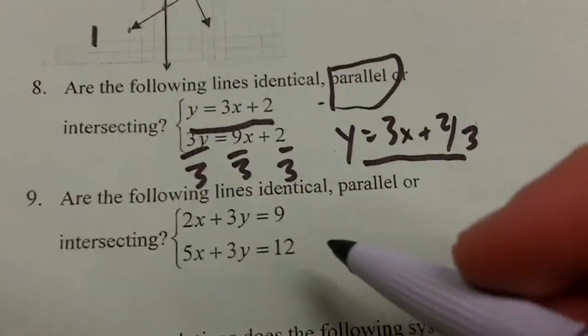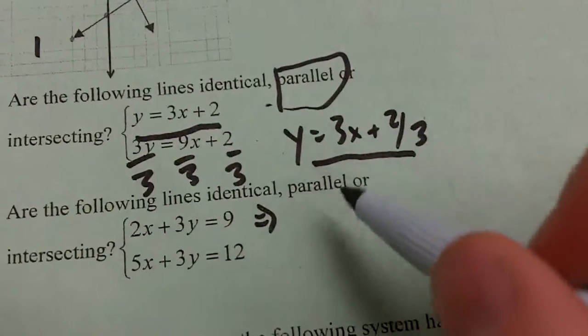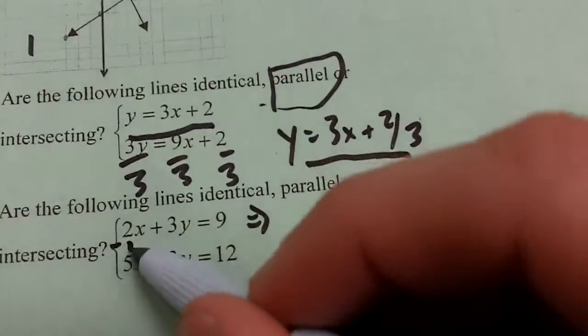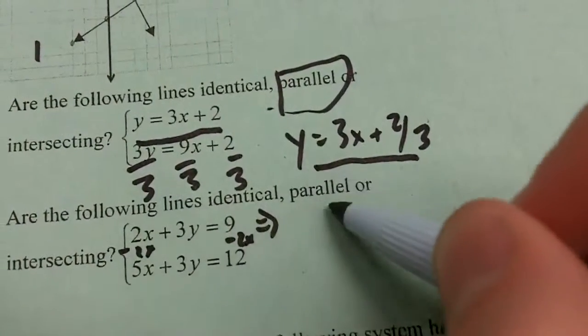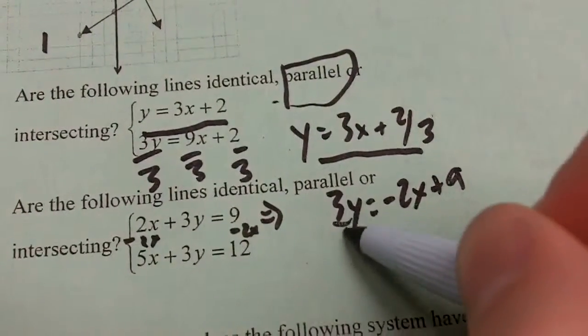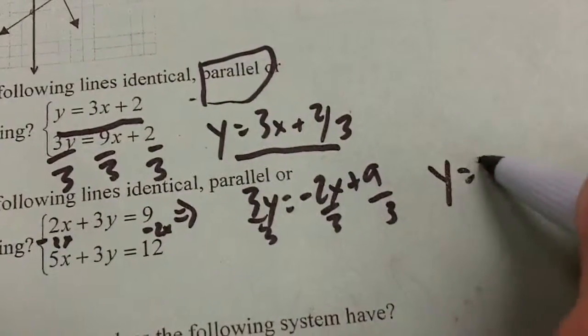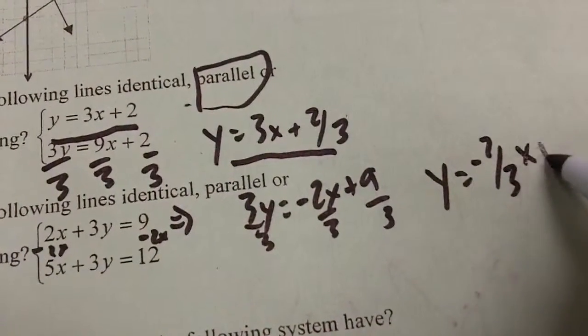Number 9, are the following lines identical, parallel, or intersecting? Neither of them is in slope-intercept form, so I'm going to put them both in slope-intercept form. The first one, subtract 2x. I get 3y equals negative 2x plus 9. Divide both sides by 3. And that new equation is y equals negative 2/3 x plus 3.